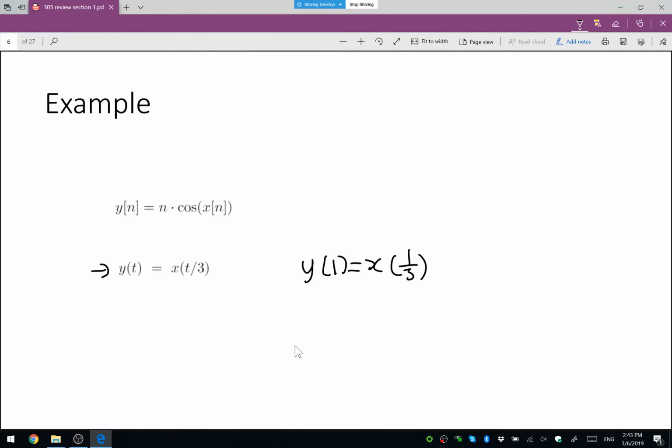If t is equal to, let's say, -1, then it requires the input at -1/3, so it's actually requiring information from the future. So these two are very good counterexamples, and that's enough to say it is not memoryless and not causal.